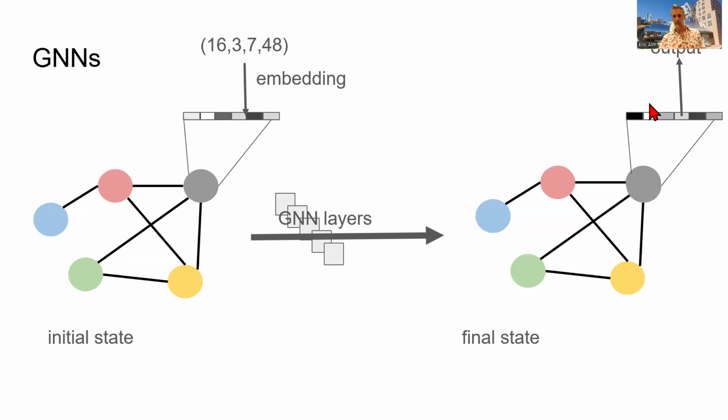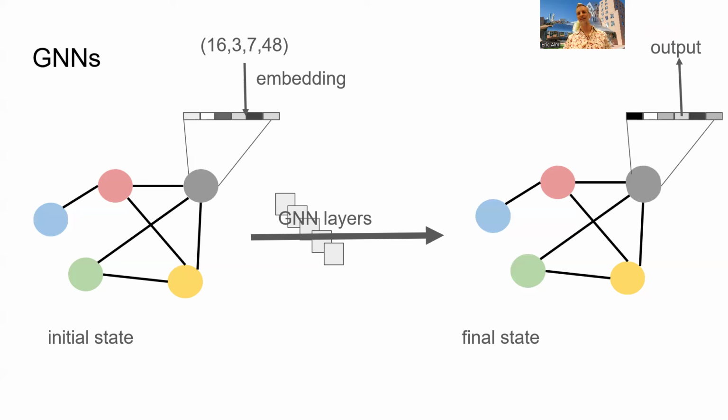Let me move this so we can see. There's not much to see. It just says the word output. But we're going to use the final state of all those nodes to generate some output.